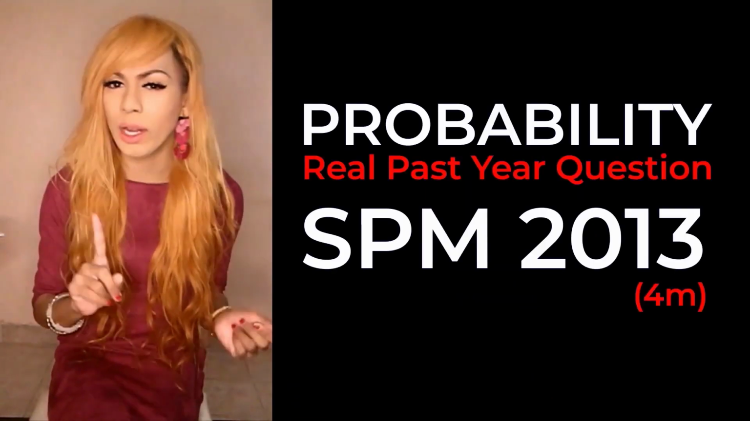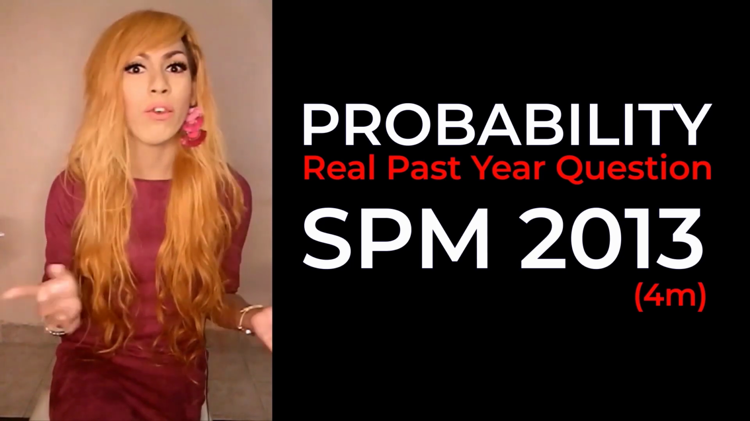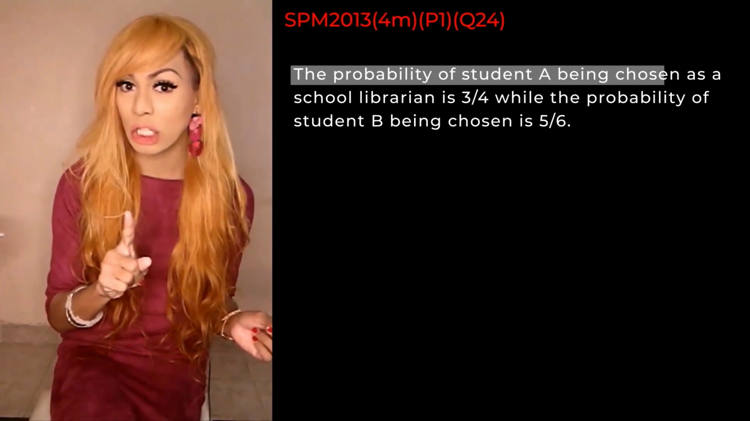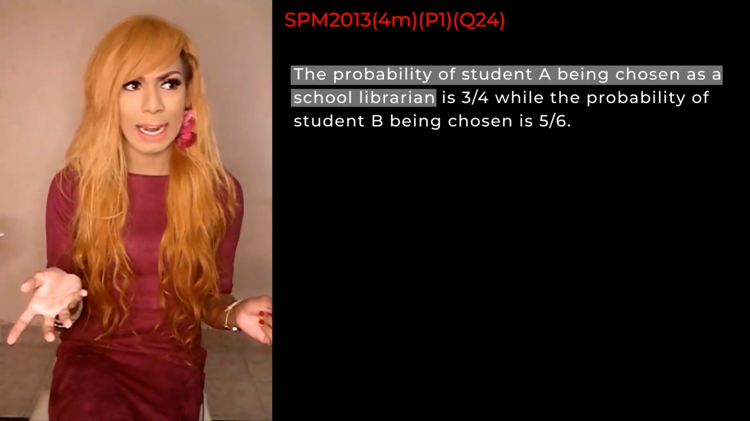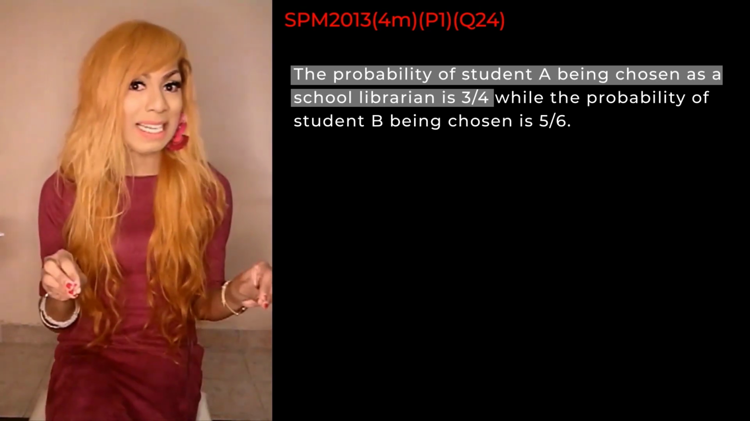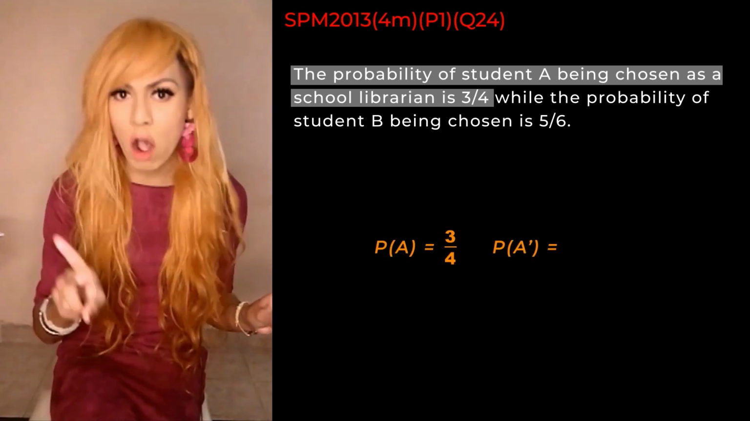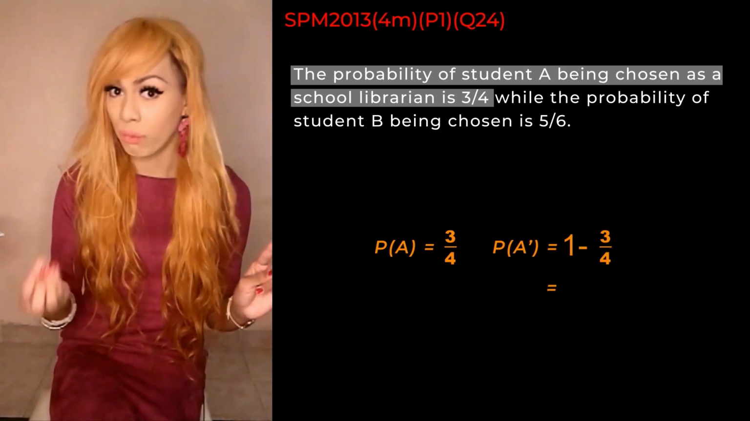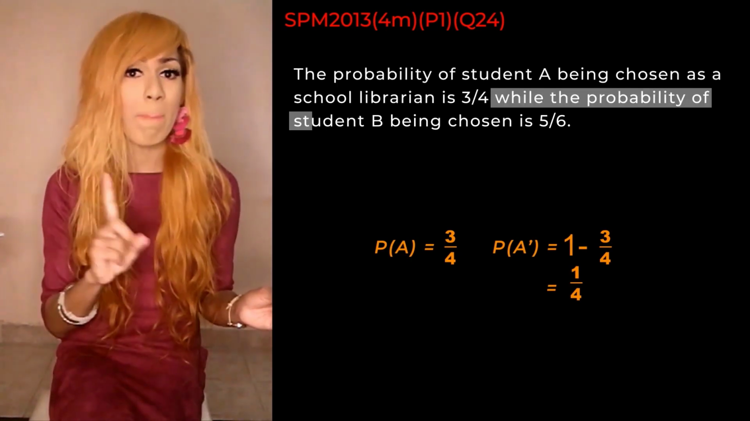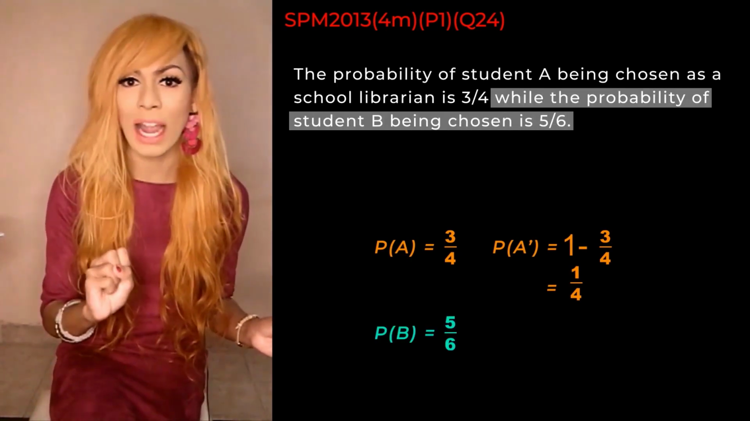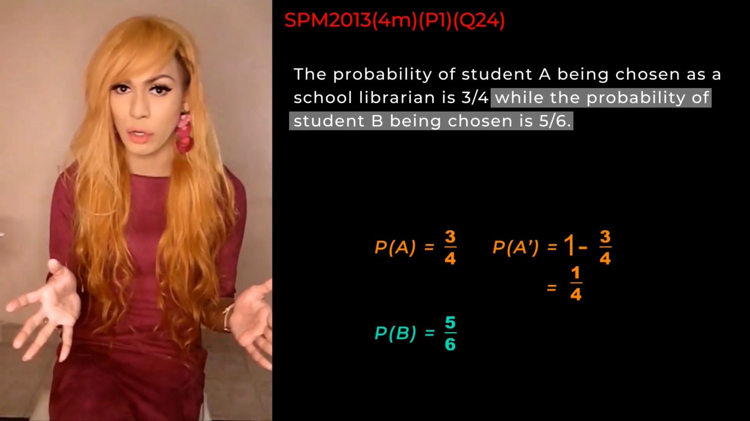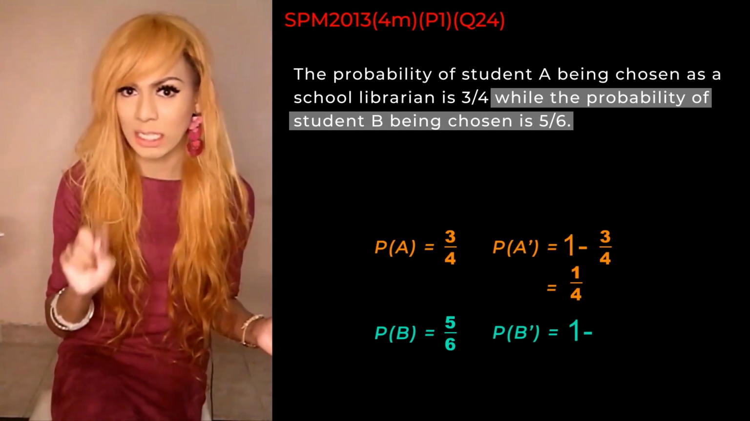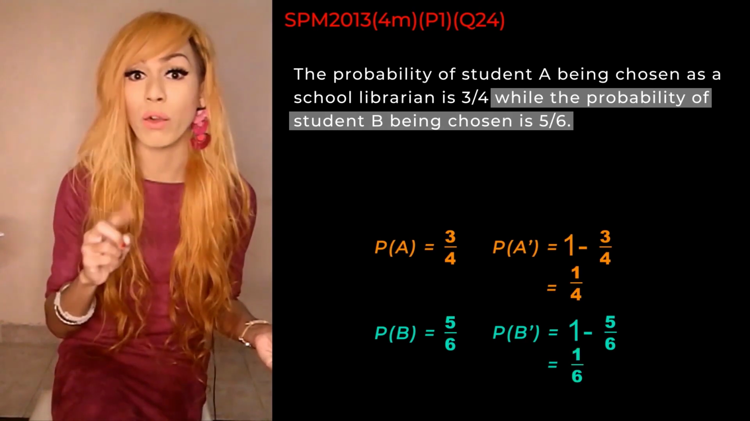We will be looking at the real SPM question from year 2013. The probability for student A to be chosen as a librarian is 3 over 4, which means the probability for student A not to be chosen will be 1 minus 3 over 4, and we will have 1 over 4. While the probability of student B to be chosen is 5 over 6. So straight away we know the probability for student B not to be chosen is 1 minus 5 over 6, and we will have 1 over 6.